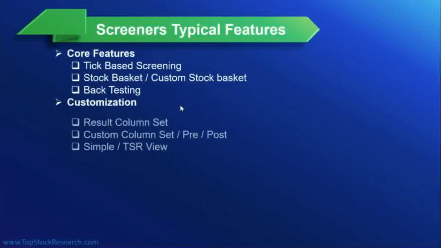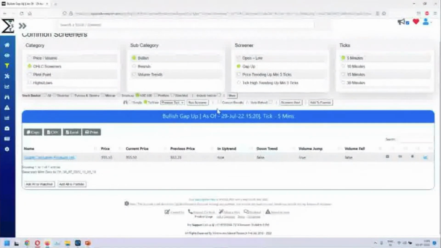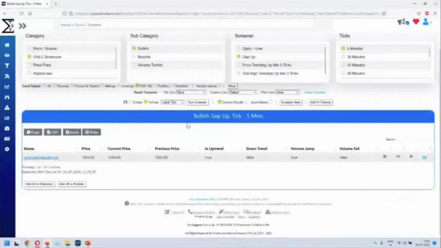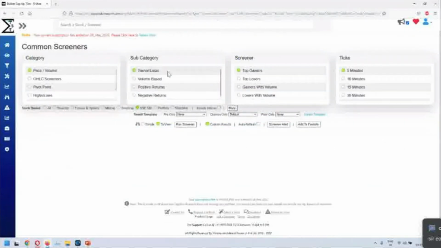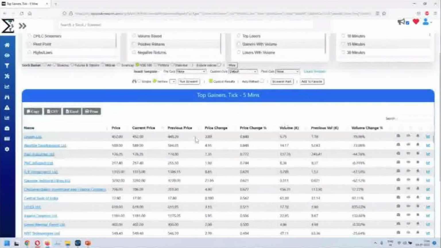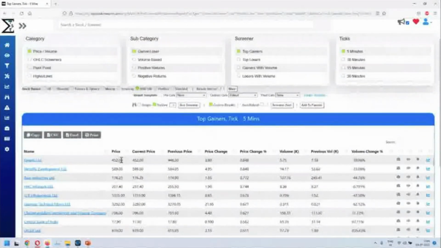Next one is customization. So basically when it comes to customization, what we provide here is some of the basic stuff. For example, we go into price volume, again, the standard stuff, top gainers, right? What we provide as default set of columns is something which is directly related to the screener. On top of it, you may want to know more. For example, a lot of people would want to know where is the sector and industry. What is sector and industry?